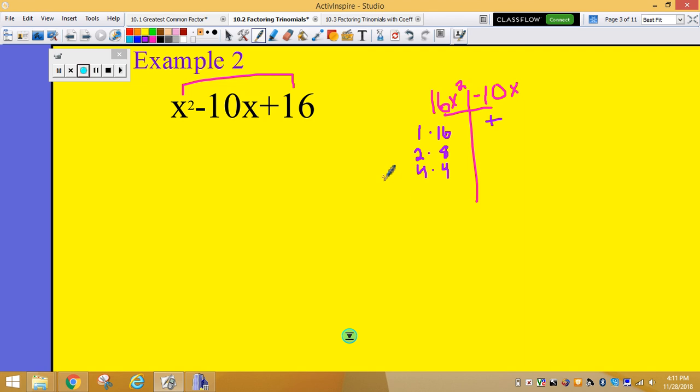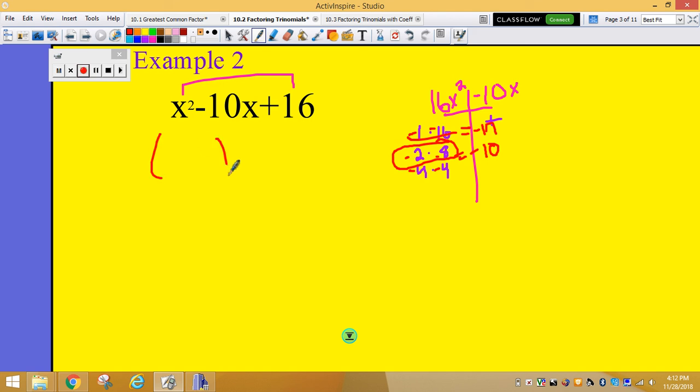Well, none of these will add to give me a negative. So let's think about our rules for multiplication. How can I get a positive answer multiplying, but get a negative answer adding? And the answer is we can make them both negative, right? Because negative times a negative is positive, and negative plus a negative is a negative. So I'm going to make all of these negatives. So they'll still multiply to give me 16, and hopefully one of these will add to give me negative 10. Well, negative 1 and negative 16 is negative 17, so that doesn't work. Negative 2 and negative 8 is negative 10, so that's going to be my answer.